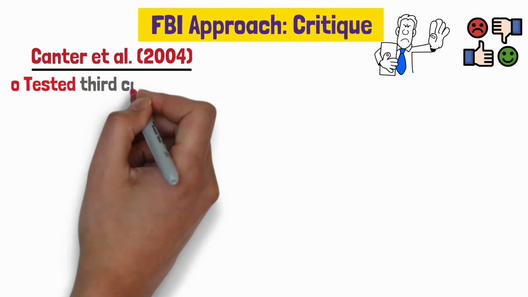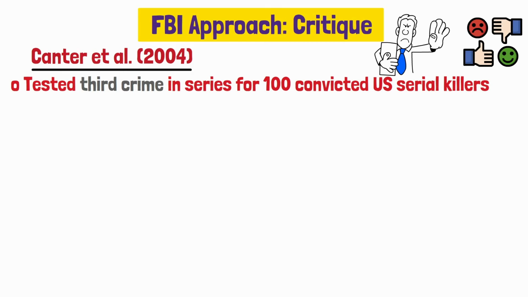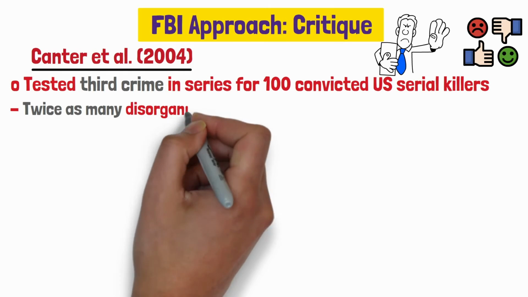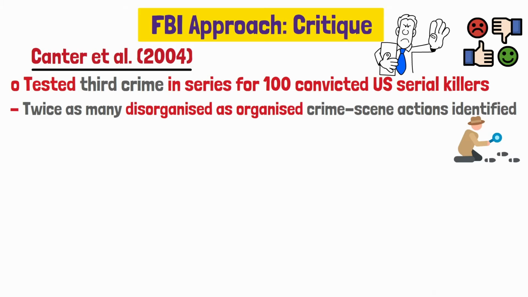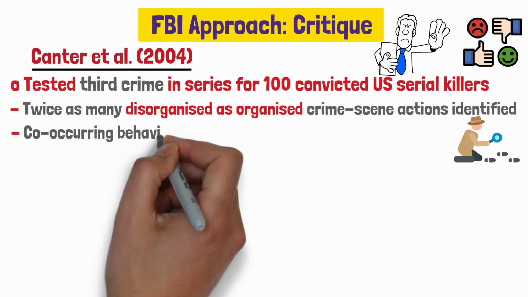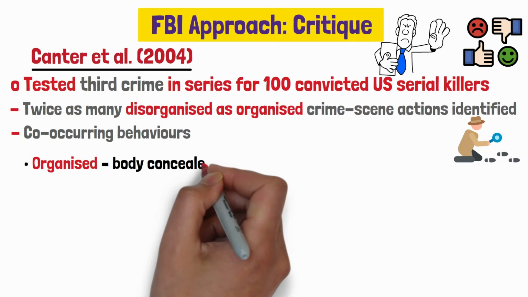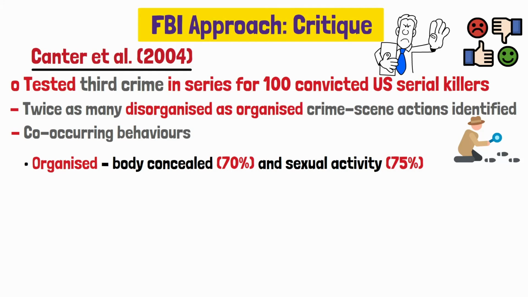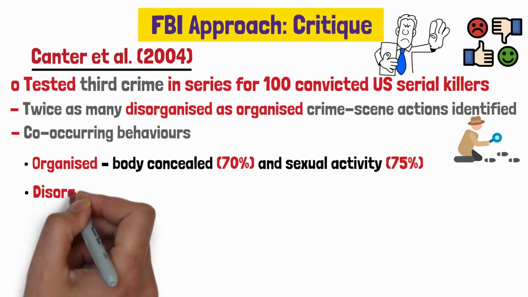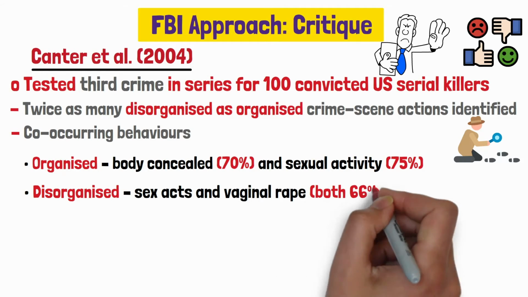Kocsis et al. tested the third crime in a series for 100 convicted US serial killers. They found that twice as many disorganised as organised crime scene actions had been identified. There were also co-occurring behaviours. With organised, they found that the body was concealed 70% of the time and that there had been sexual activity 75% of the time. With disorganised, sex acts and vaginal rape both occurred 66% of the time.